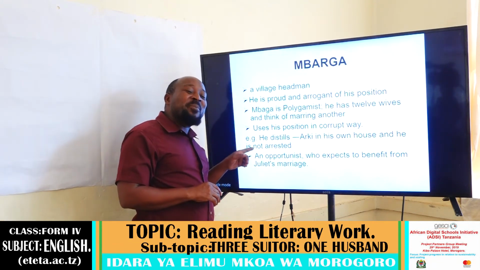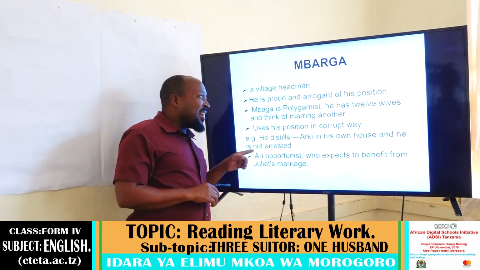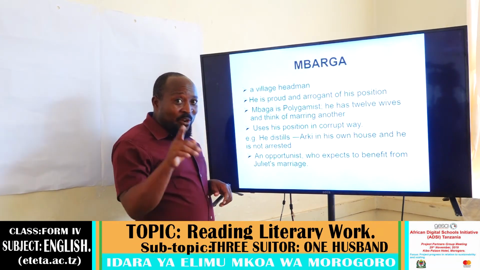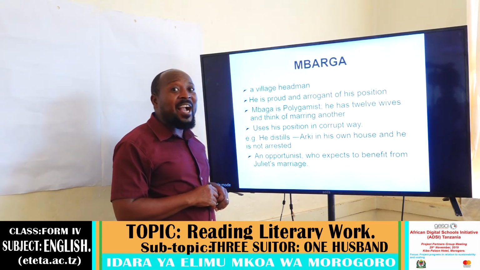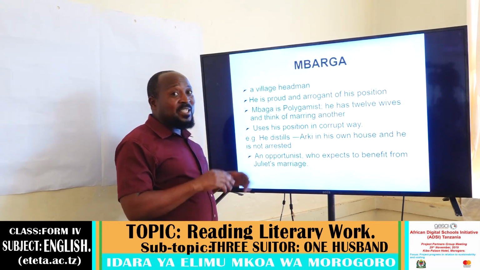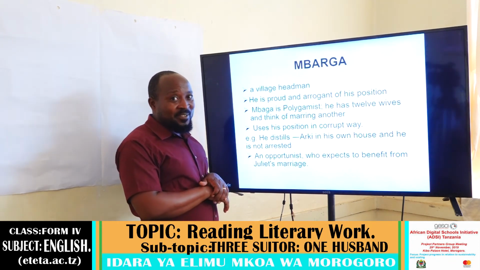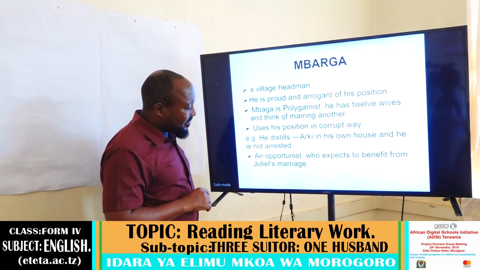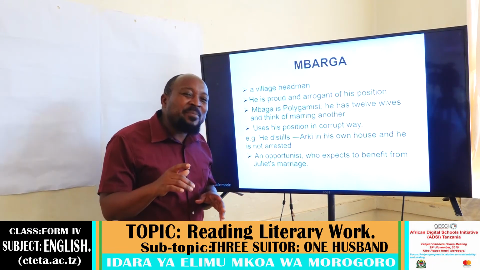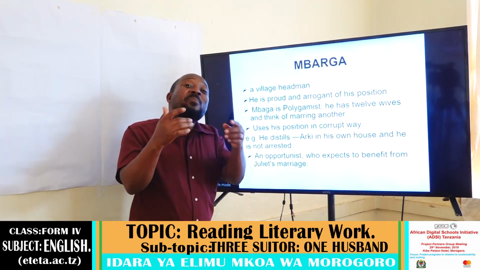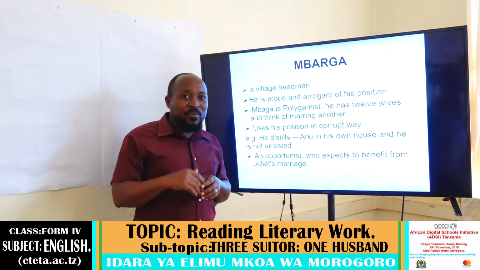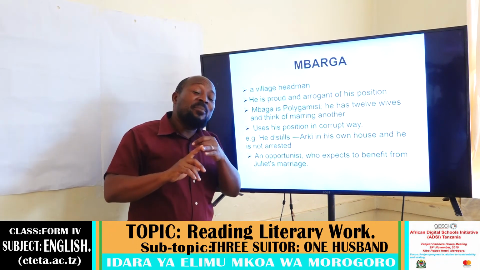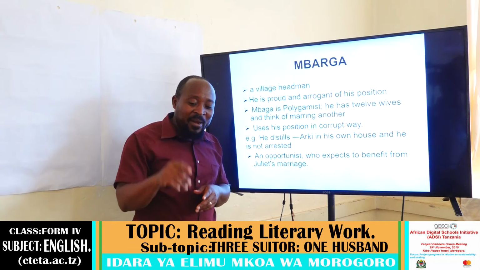But he uses his position in a corrupt way. You can see that he misuses his power. He's one of those people who distill illegal beer, gongo, or aki. And because he's the leader, he used that position to hide all those bad deeds. And he is an opportunist. He is one of those people who believe that by giving Juliet to Mbia, he will benefit from that action, from that practice. Firstly, by getting a gun permit, and secondly, he won't be disturbed as he distills the illegal beer. That is Mbaga, the head of the village.